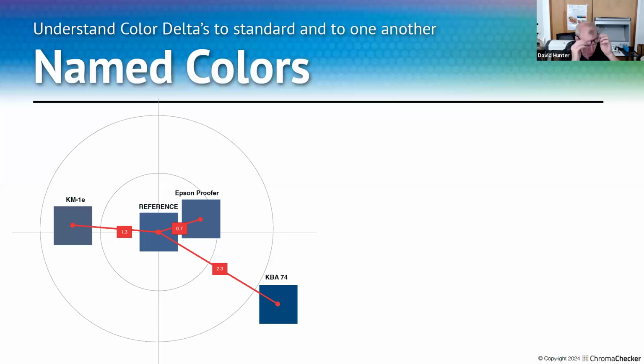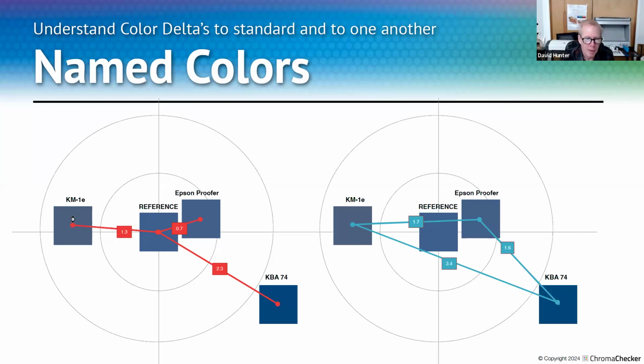forum questions. Person was saying, hey, I've got a 1.3 delta E on my KM1, a 0.7 on my Epson, 2.3 to my KBA, but visually they look very different from one another. Yeah, because theoretically, if we look at this, the KM1 and the Epson could be 2 delta E to one another because they're on opposite sides of the bullseye. In this case, we're showing it as a 1.7, but theoretically, it could easily be a 2. And 2 might be outside the customer's expectations. But you were within a 2 to the reference. They're just not within a 2 to one another.